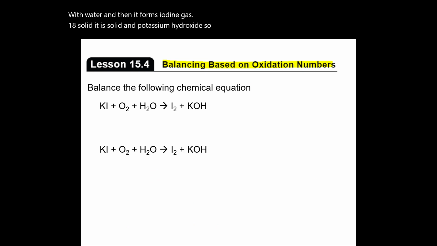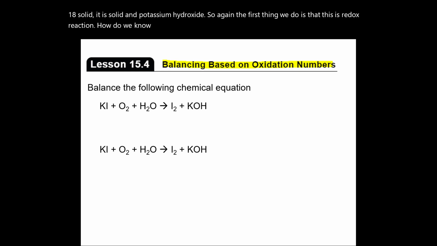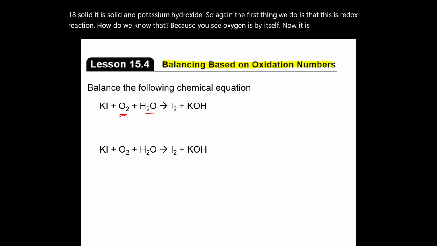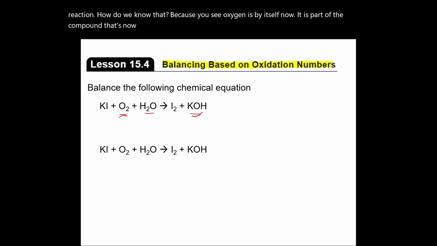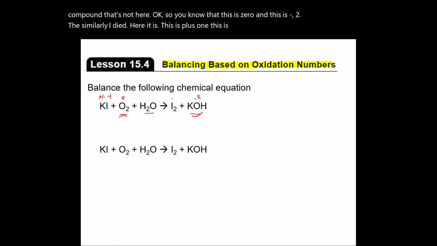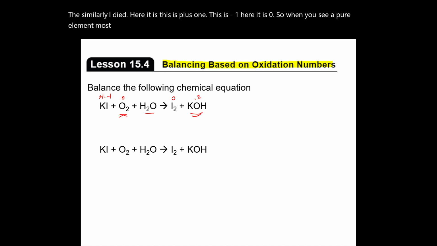So again, the first thing we do is that this is a redox reaction. How do we know that? Because you see, oxygen is by itself. Now it is part of the compound. It's not here. Okay, so you know that this is 0 and this is -2. Similarly iodide here, this is +1, this is -1, here it is 0. So when you see a pure element, and it's been converted to part of a compound, that is a redox reaction most of the time.